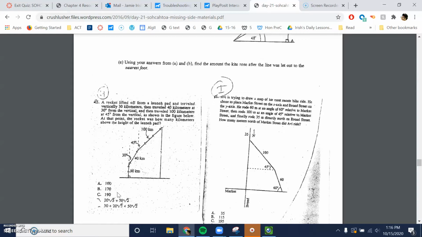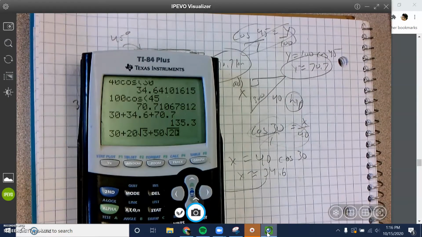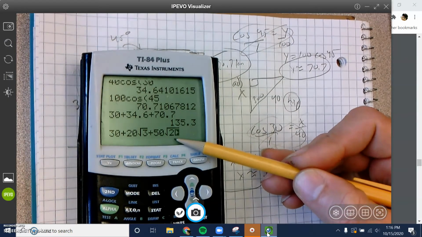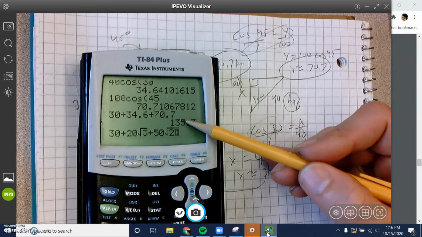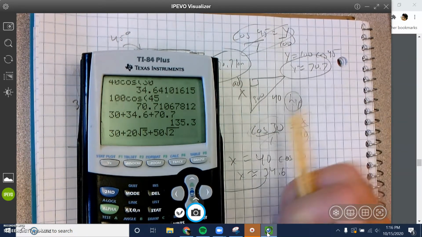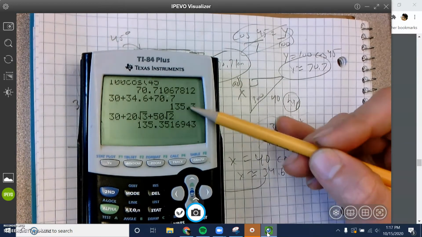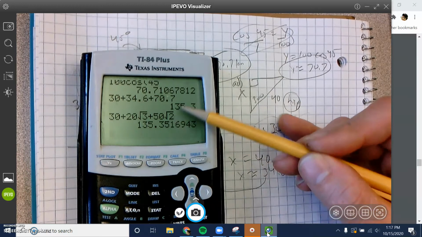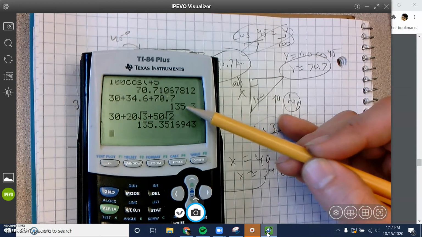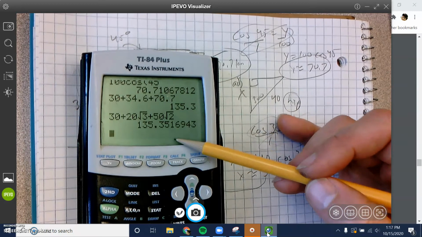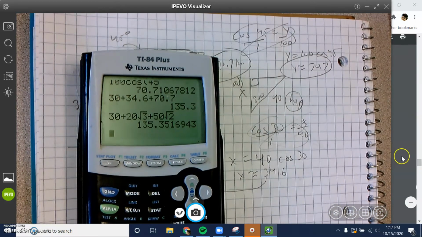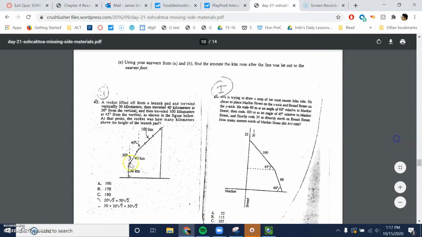Let's try E first. That's 30 plus 20 radical 3 plus 50 radical 2. All I did was copy E into my calculator. I know it's not exact because I had to round these two, but what do I get? Something really close, right? That's about the same thing. So E is the answer.